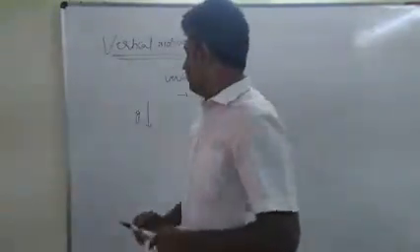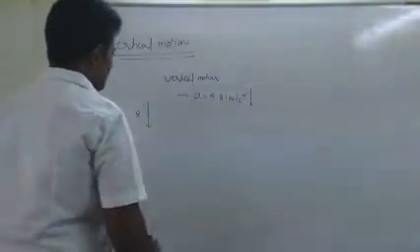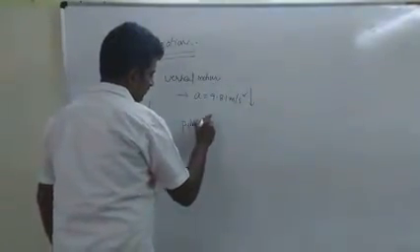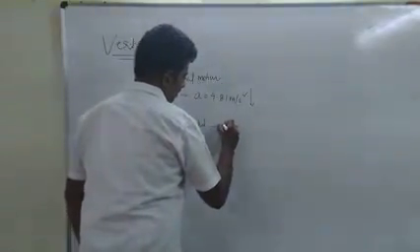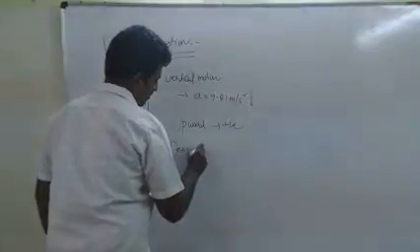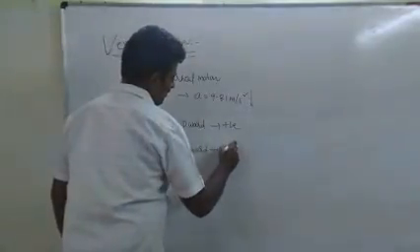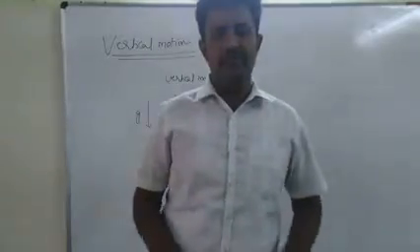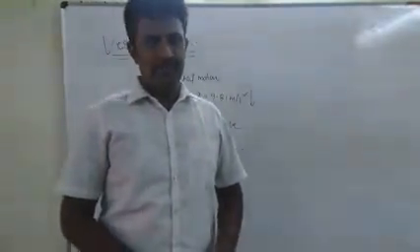Is it okay? So in our analysis, what we will do is upward positive, downward negative. Like that we have taken forward as positive, backward as negative. Similarly, upward positive, downward negative.